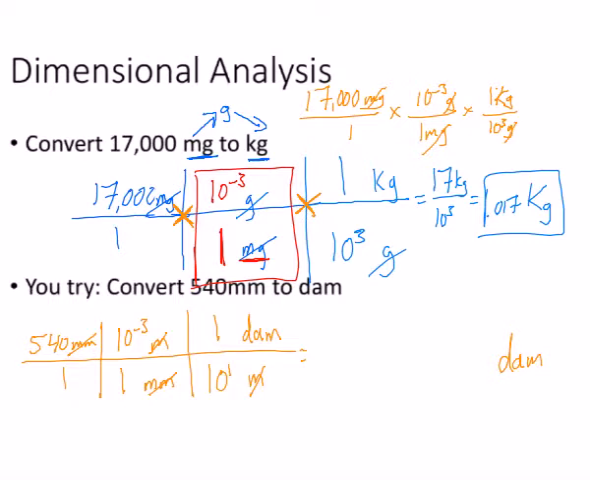So, to keep it easy, multiply all your tops together. When I take 540 times 10 to the negative 3, 0.540 decameters, because that's the unit I have on the top, divided by 10 to the first is just 10. So then do the division. 0.054 is what I should end up with.